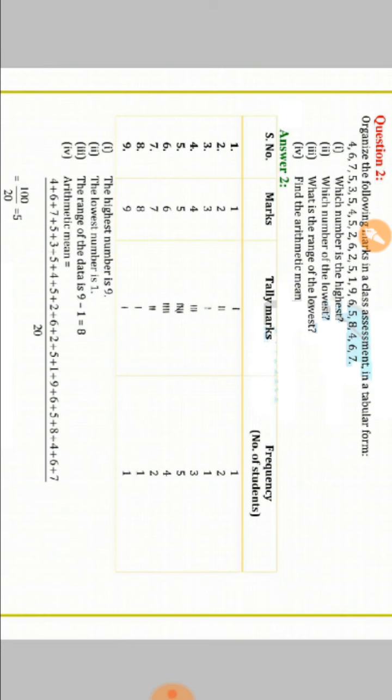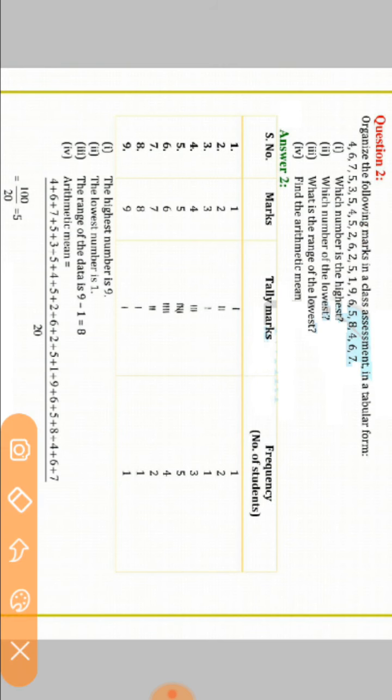Then find the arithmetic mean. Arithmetic mean means the sum of all the students' marks, divided by the number of students.